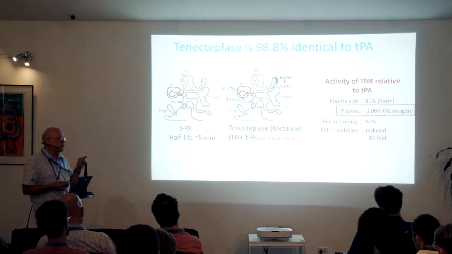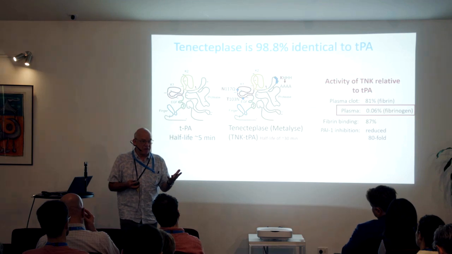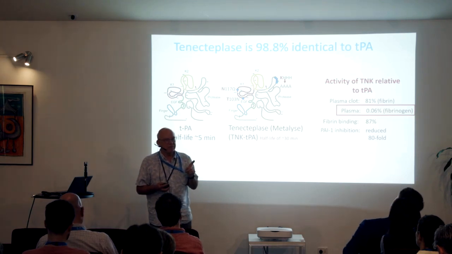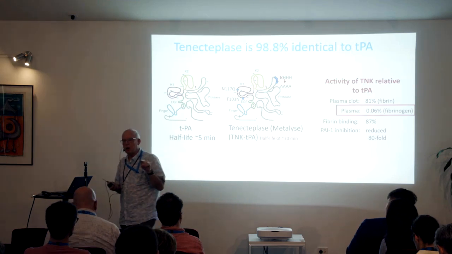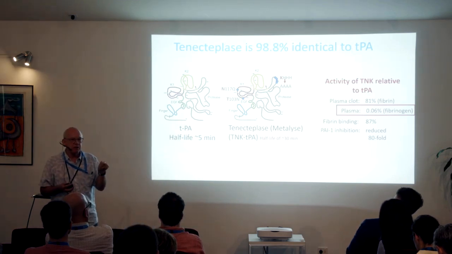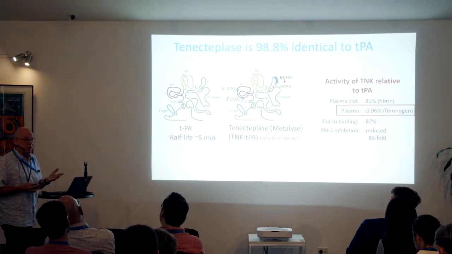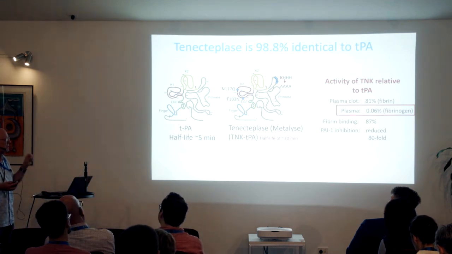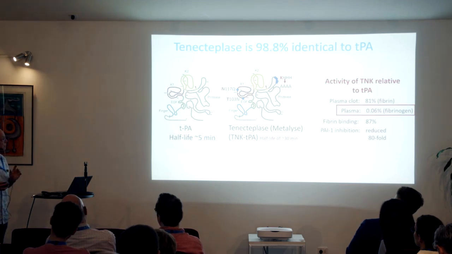But Tenecteplase is activated by fibrin, just not as well as TPA. So TPA is still the most potent lytic on fibrin compared to Tenecteplase. Although you get the impression that it's better on fibrin, it's actually slightly worse than TPA. But the big thing with Tenecteplase is that it's not activated, or very poorly activated, by fibrinogen.